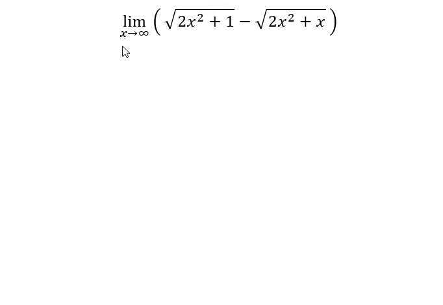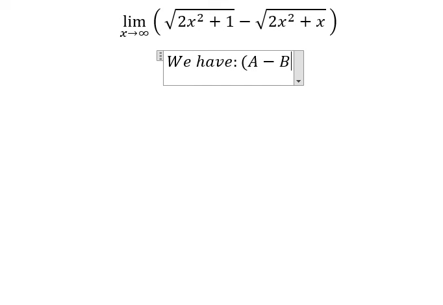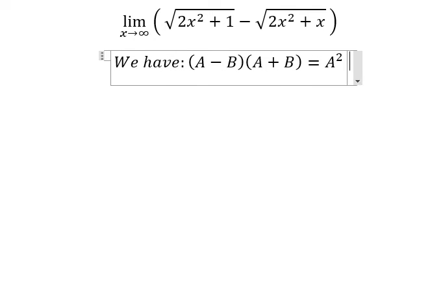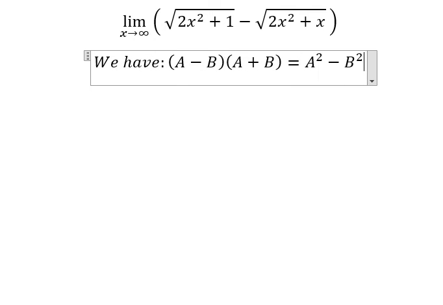The topic today is about limit. So now I will show you how to answer. We have the formula in here. A minus B multiplied by A plus B equals A squared minus B squared.